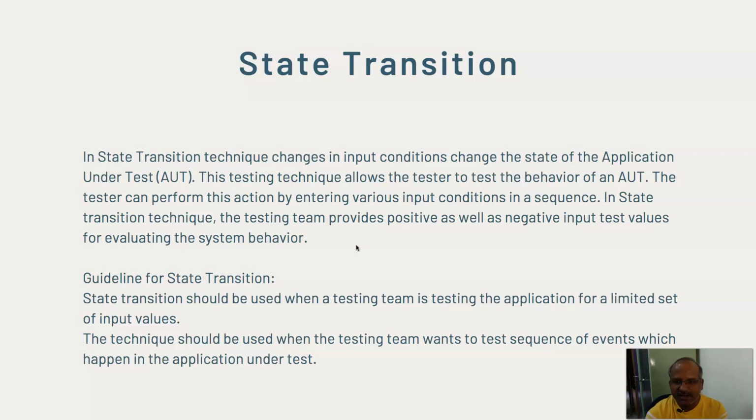State transition should be used when a testing team is testing the application for a limited set of input values, right? This technique should be used when the testing team wants to test a sequence of events which happen in the application under test. In the decision table technique, there is only one output, but here, based on the input, the state of the application changes. There are multiple states in the application. That's where you use state transition.